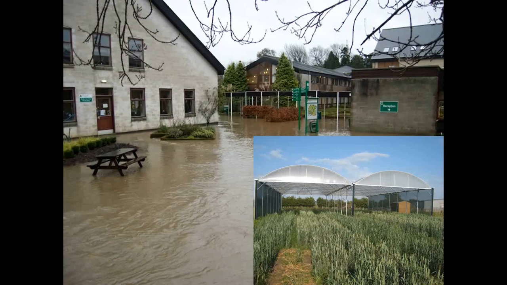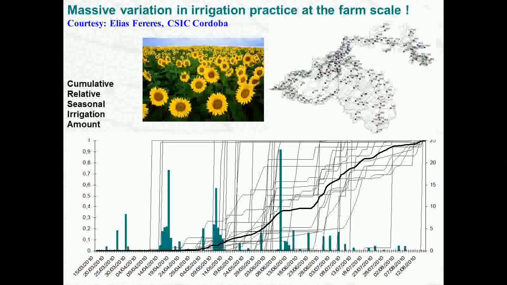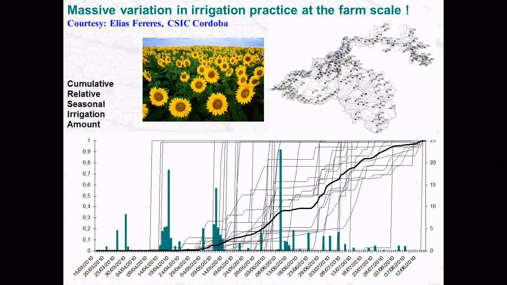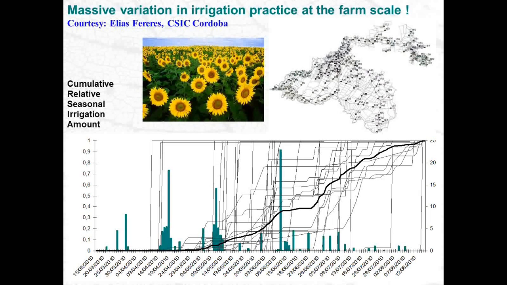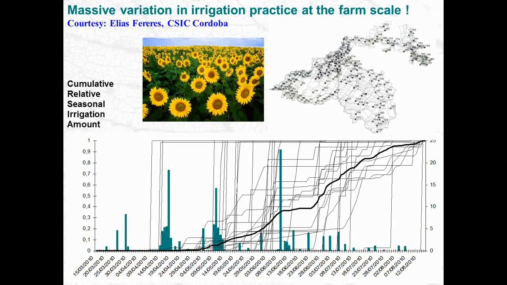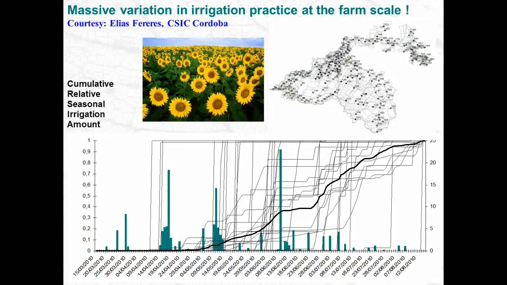Certainly, if you were to go out and survey farmers, I suspect you would find a huge variation in how farmers are applying irrigation, and when they are applying it. And indeed, this is what Elias Ferreras, who's in Cordoba, Spain, has done. He's gone to this irrigation district and interviewed the farmers growing sunflower to try to understand when they are irrigating. If we look at this graph, we have rainfall in the blue bars, and then each of these individual lines indicates the percentage of the total annual irrigation that the farmers are applying.